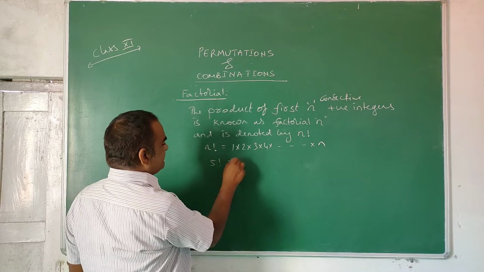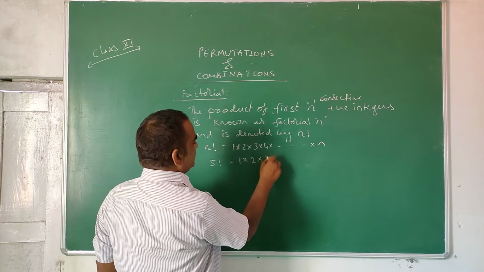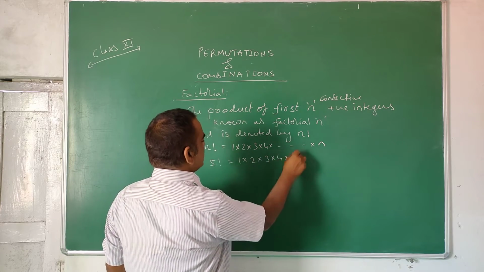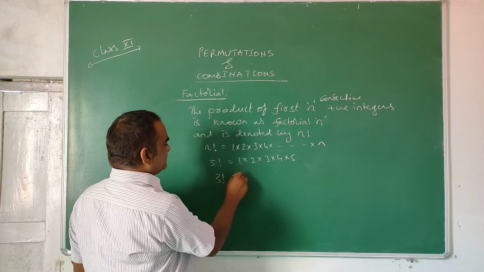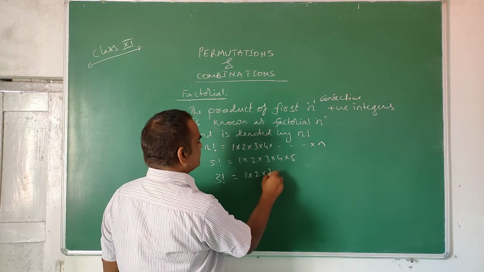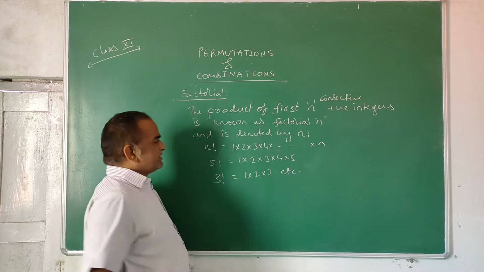Suppose 5 factorial means 1 into 2 into 3 into 4 into 5. 3 factorial means 1 into 2 into 3, etc. Did you understand?